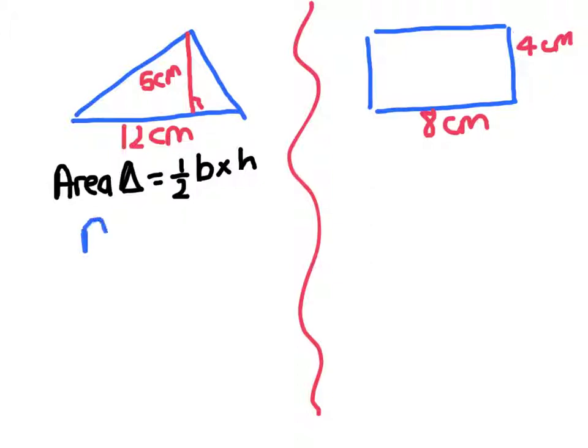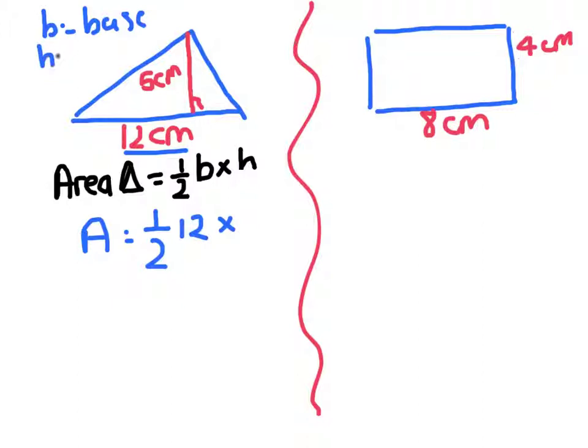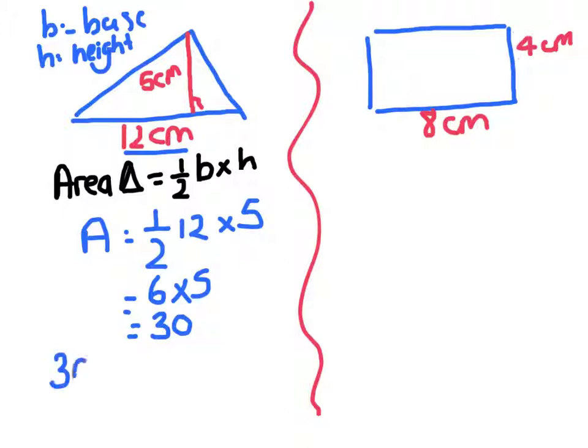Okay, so my area, we'll just say A now because I can't be bothered writing it all in, equals half my base. Remember, B equals base. Half of my base times my H, which is my height, which is 5. Okay, so half of 12 is 6. 6 times 5 is 30. And of course, it's algebra, got to answer the real question. My area is 30 centimetres squared.